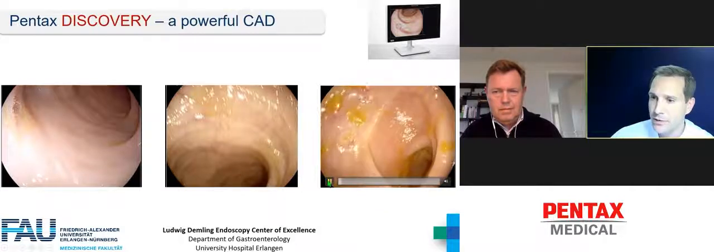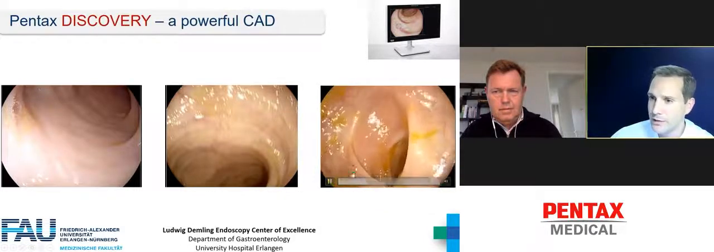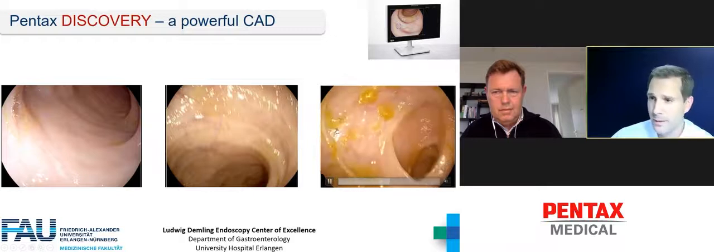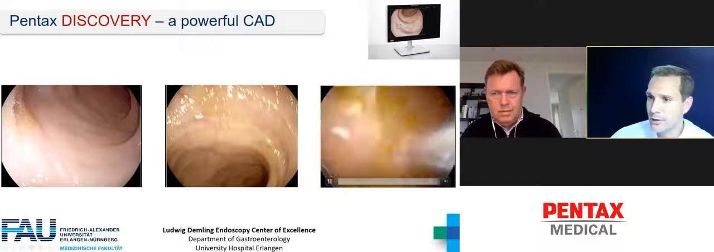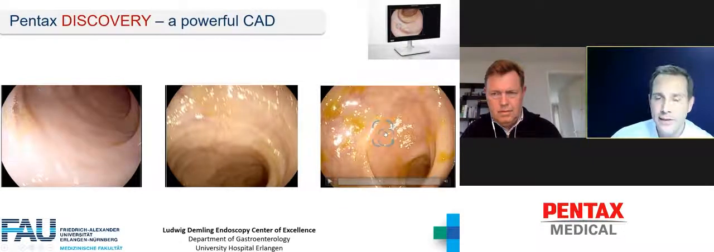And the third video is the most remarkable video, at least to me, because there's a lot of contamination left. And as you can see here, even in between this contamination, a polyp is picked up reliably by the system, while all the other fecal residues are not detected.